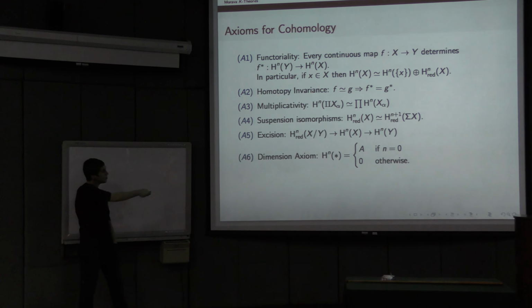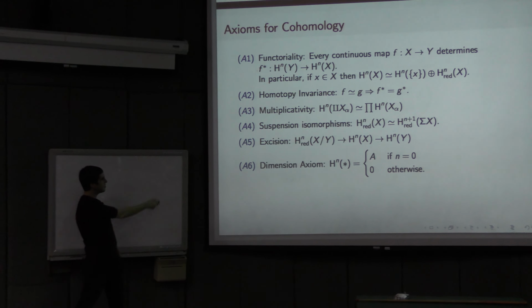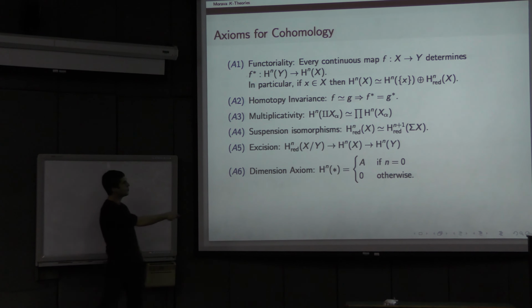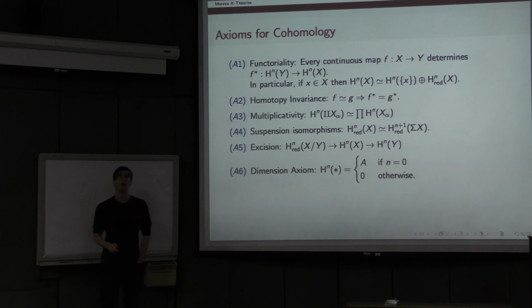And finally, there's the so-called dimension axiom, which is a normalization condition. So this tells you what the cohomology of the one-point space looks like. So this should be the abelian group A in degree 0 and 0 in all other degrees.